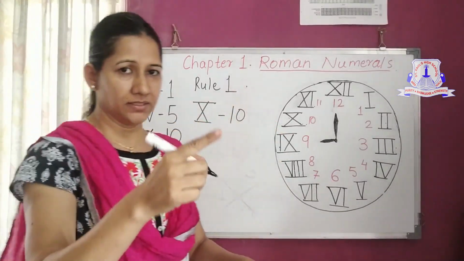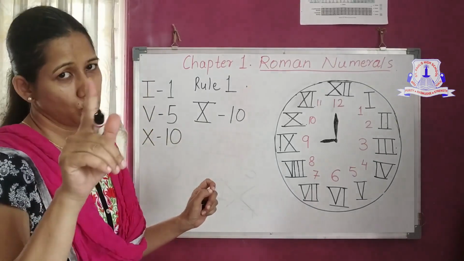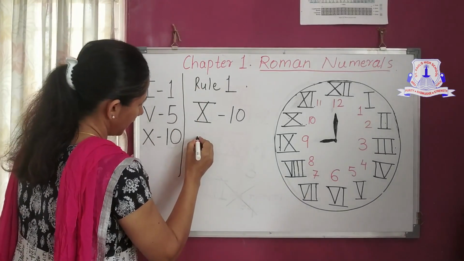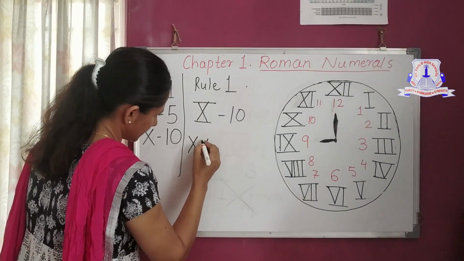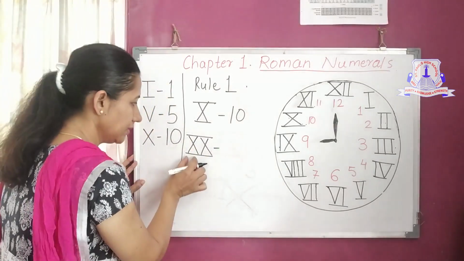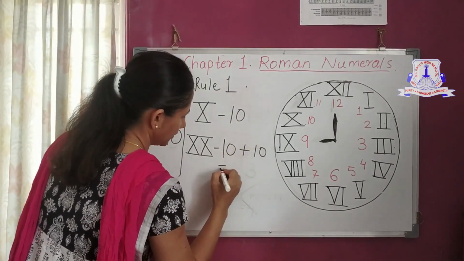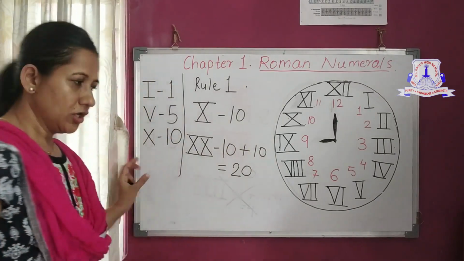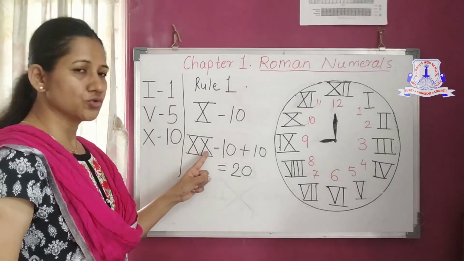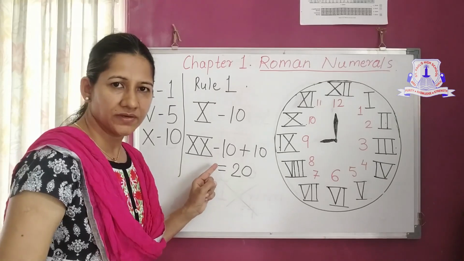But as per rule 1, 2 or 3 times. If it is repeated 2 times, then we have to add it twice. Let's see now. If we have letter X twice, then as per the rule, it will be 10 plus 10. So 10 plus 10 will be equal to 20. So number 20 will be represented by 2 X's like this, one X and another X. So it is written consecutively. Can you see over here?